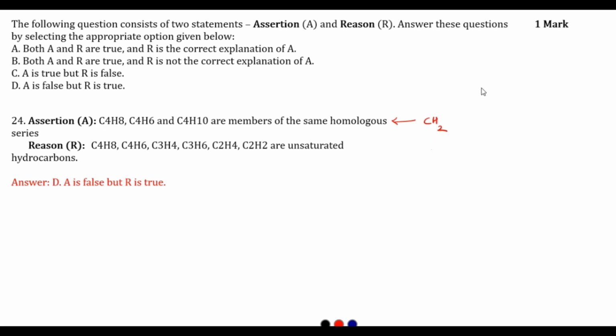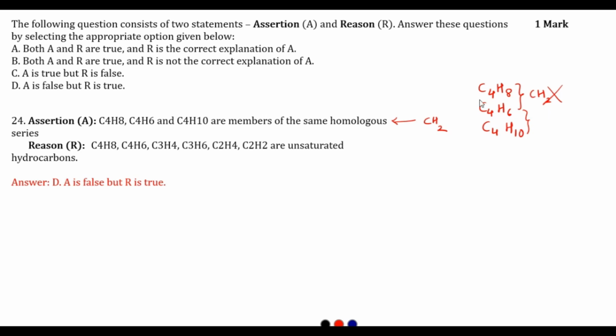Now if I see our compounds, one is C4H8, second one is C4H6, the next is C4H10. If you focus on these 3 compounds, see the difference between these two. There should be the difference of a CH2 group: 1 carbon should be extra and 2 hydrogen should be extra. If you focus, there is a difference of 2 hydrogen, but carbon is the same. You can see here, carbon is C4. And even in these two, again there is the same carbon, that is C4. So the main criterion of compounds being in a homologous series is not satisfied, and therefore the assertion is completely wrong.